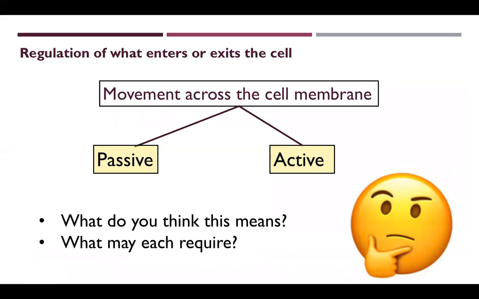How regulation is divided between what goes in and out of the membrane is either passively or actively. Now, just take a second thinking about what these two words mean. What do you think it means with respect to how something moves across the membrane? What might each require?